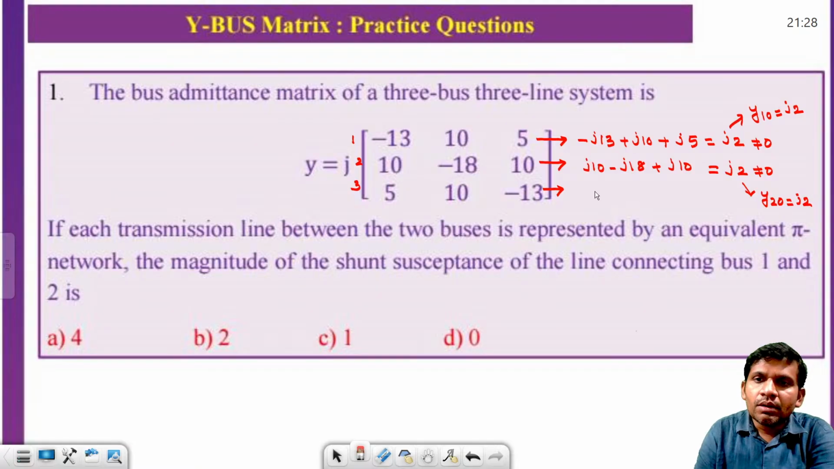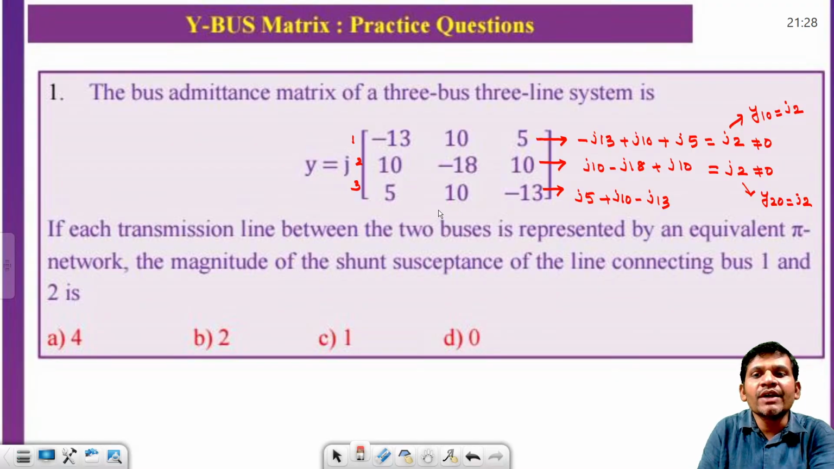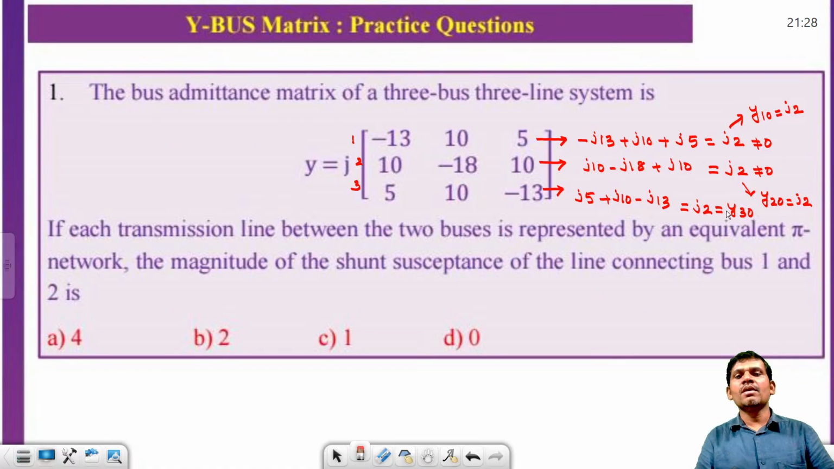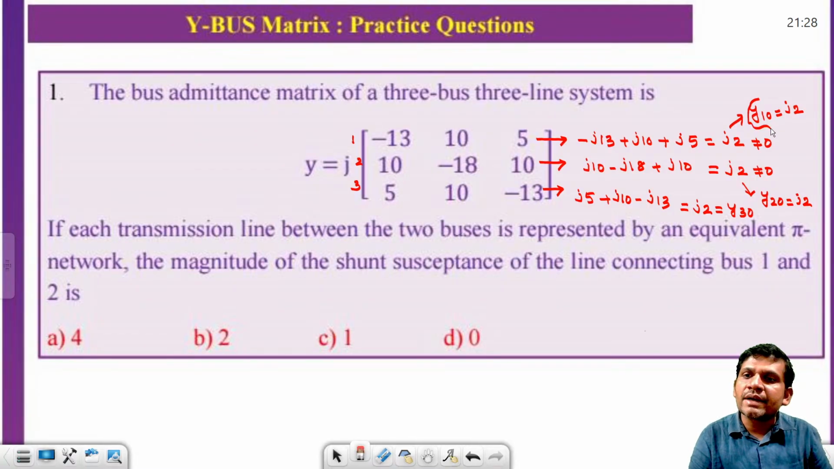Next, can you calculate this? j5 plus j10 minus j13. This is how much, friends? j5 plus j10 minus j13 is also equal to j2. This is Y30. That means all the buses are connected with shunt elements. Bus 1 has a shunt element connected. Bus 2 also has a shunt element connected. In bus 3 also, a shunt element is connected.